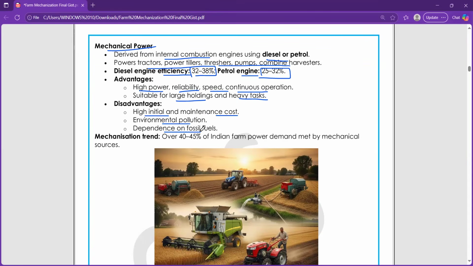The dependence on fossil fuels is also increasing because of these sources. Okay, so these all show the trend that over 40 to 45% of Indian farm power is generally made by mechanical sources. Nearly half of the Indian farm power demand is met by the mechanical source.